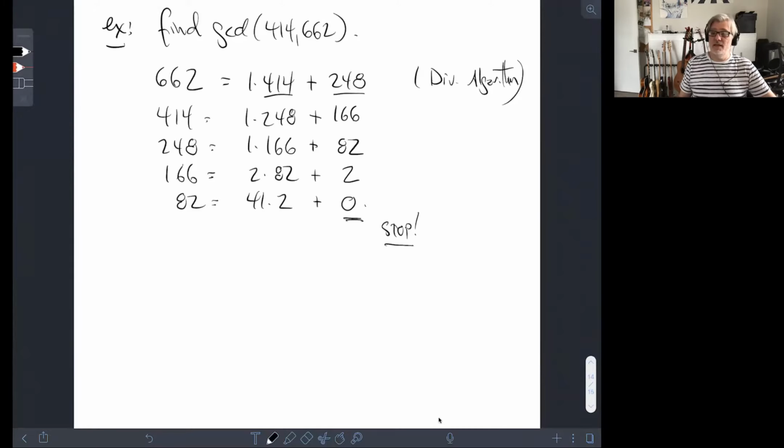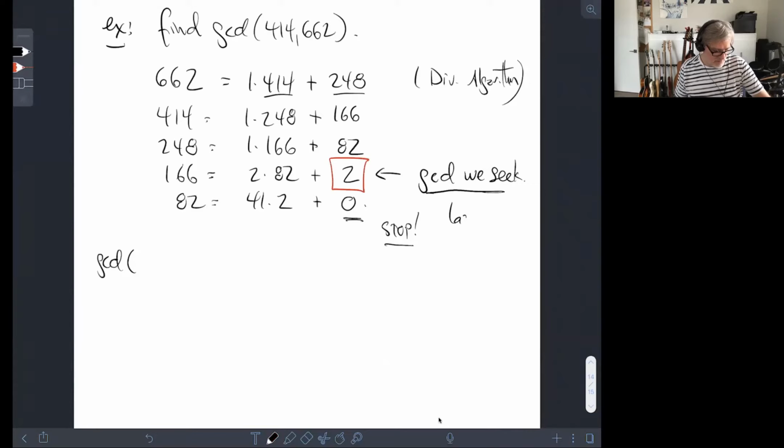What does it tell me? It says that in the previous pair, one divided the other, and I know the GCD of all the pairs is always the same. This is the last example where I'm going to explain the method. After that, I'll just tell you. So the last non-zero remainder is the one you're looking for. This is the GCD we seek. It's the last non-zero remainder.